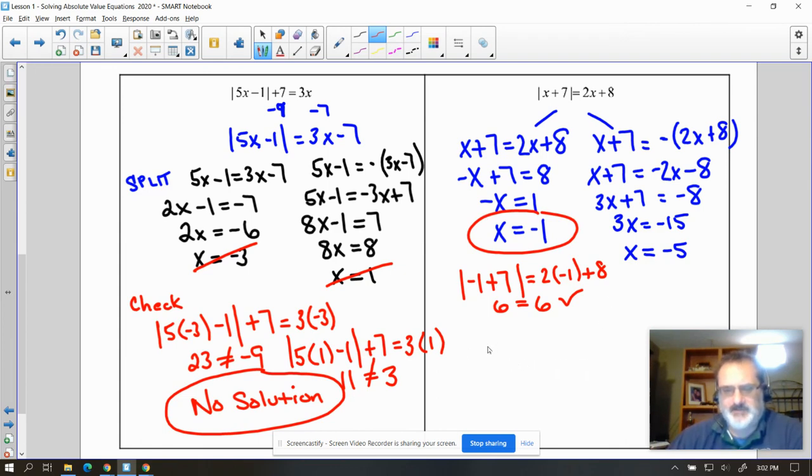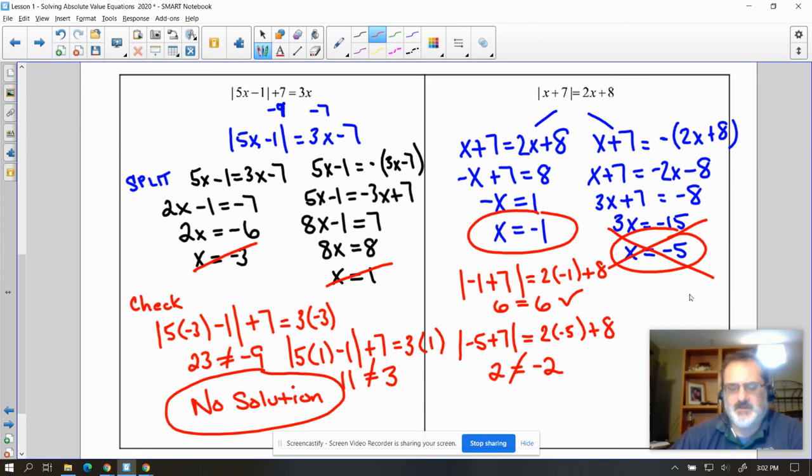Let's check out negative 5. The absolute value of negative 5 plus 7 should equal 2 times negative 5 plus 8. Negative 5 plus 7 is 2, equals negative 10 plus 8 is negative 2. Well, that's not true. So negative 5 is not a solution to my absolute value equation. So negative 1, I only have one solution here. All right, that concludes part 2.